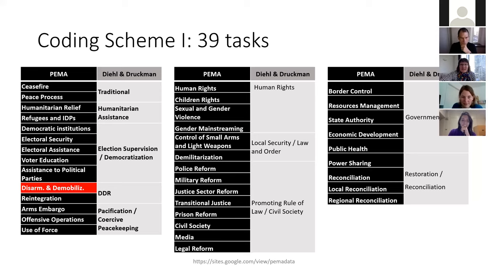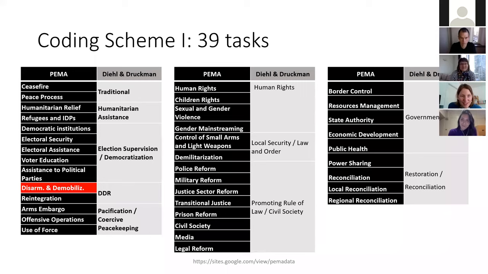Okay, then we have the question from Jenna. Do you attempt to categorize missions into types based on their mandated tasks? For example, observer or multidimensional. Can you briefly discuss the pros and cons of attempting to do this? Does anyone want to answer this question? Yeah, I think I can give it a try.